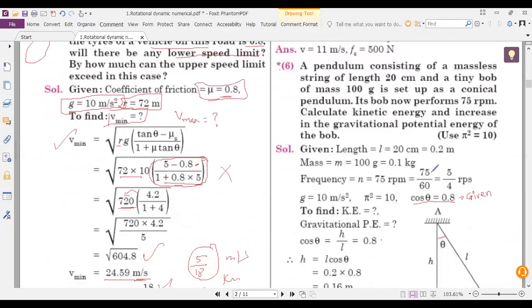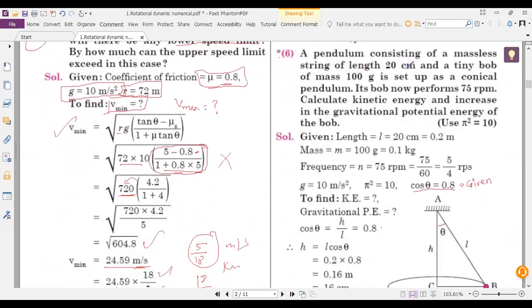This question is there because the pendulum part is there. A pendulum consists of a massless string of length 20 centimeter, length is given 20, so we convert this 20 centimeter into meter. Okay, next tiny bob mass, small m is given 100 grams, so we have to convert this gram into kilogram. Why are we converting this unit from gram to kilogram? Because according to the first chapter, the scientists say all countries should follow the SI unit. Okay, that is why we are converting this.